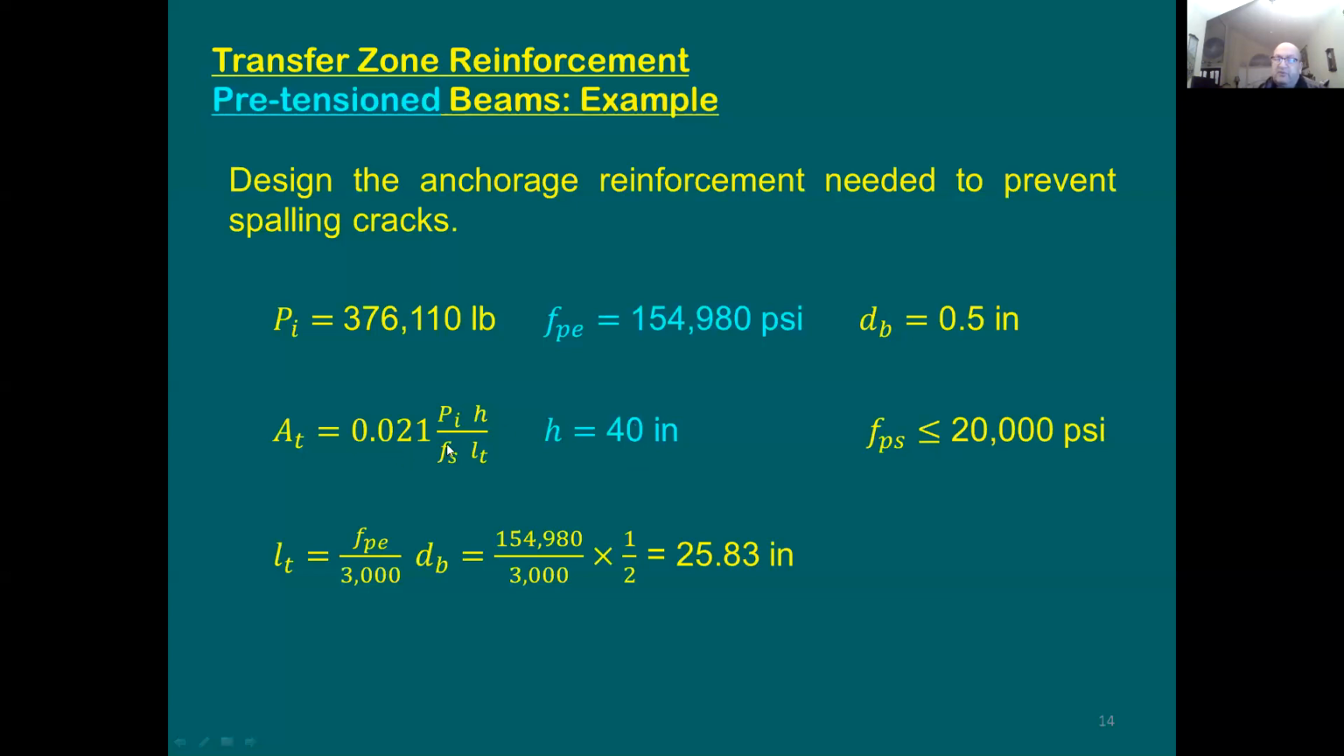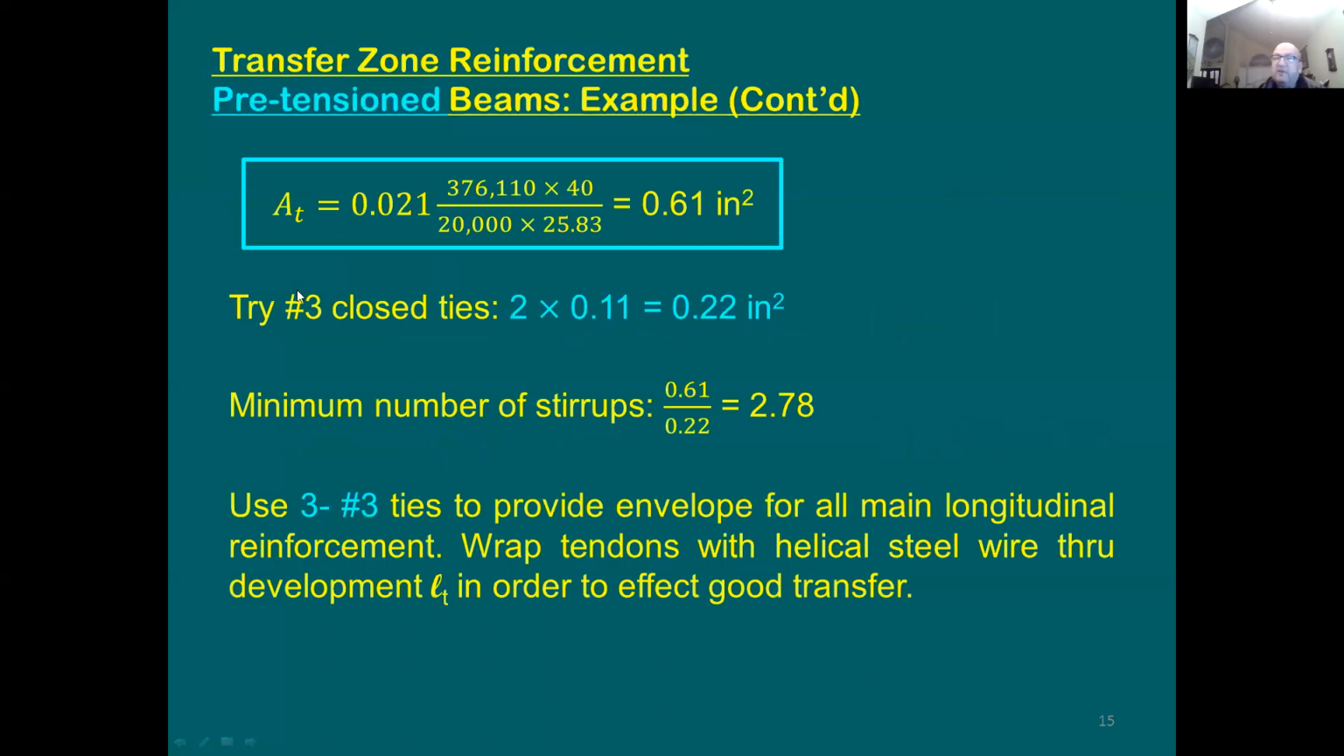The cross-section area of all the ties needed is going to be equal to 2% multiplied by P sub I, divided by F sub S, times H over L sub T. Now here's my equation. It's going to be 2% of the amount of pre-stress force, which is 376,110 pounds, multiplied by the depth, divided by L sub T, the 25.83. You divide this by 20,000 psi, which is F sub S. Again, this F sub S, we're going to be limiting it here to 20 ksi, just to control the amount of cracks.